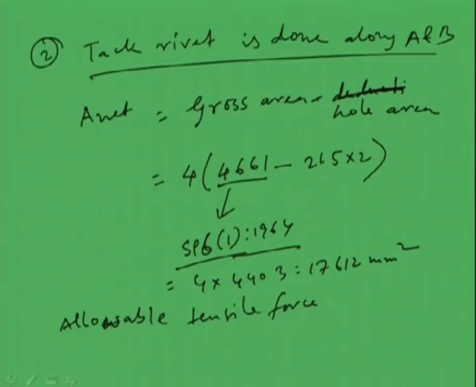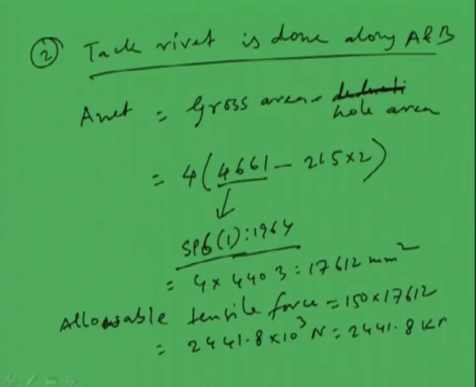So the allowable tensile force will be 150 into 17612, that means 2441.8 into 10³ newton, that means 2441.8 kilonewton. So if tack rivet is done along A and B, we will get the allowable tensile force as 2441.8 kilonewton. This is another orientation through which we are going to get the allowable load.